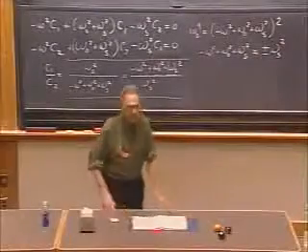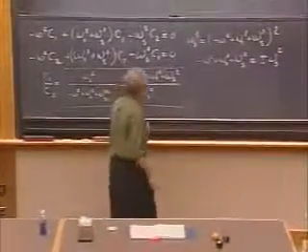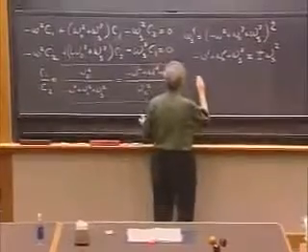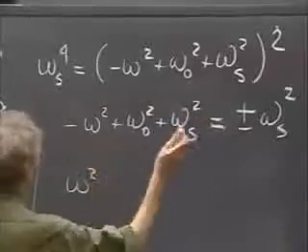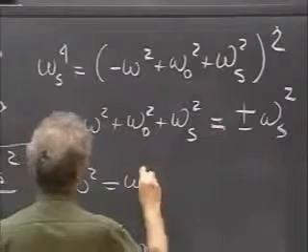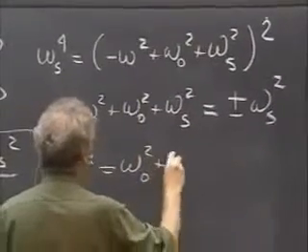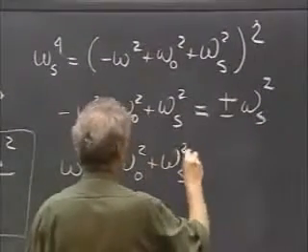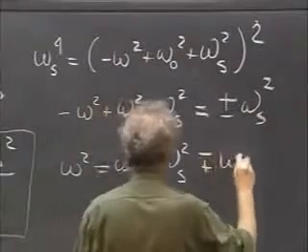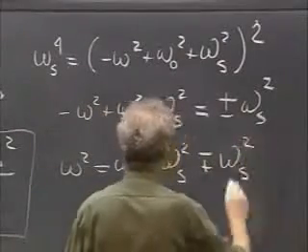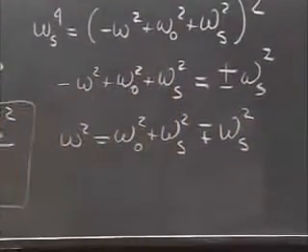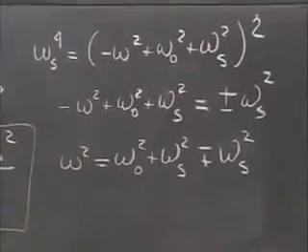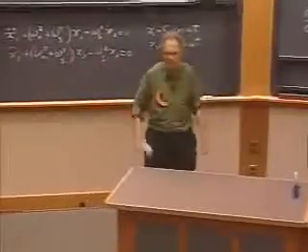And now you're going to see the light of the day. You won't believe this. I bring omega squared to the other side, and I get omega 0 squared minus or plus omega s squared. And the simplicity is overpowering. I feel it over my whole body.